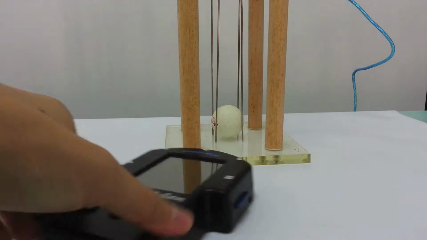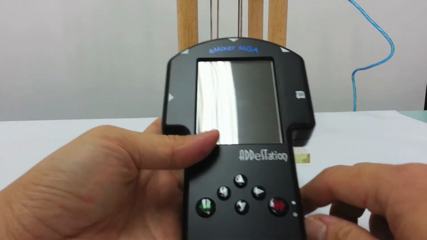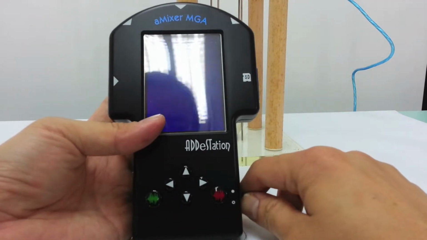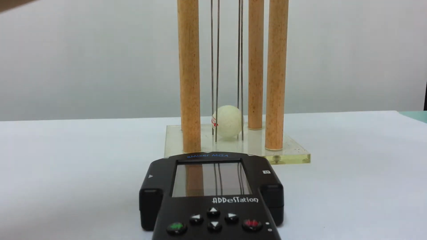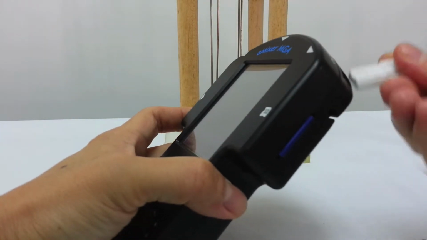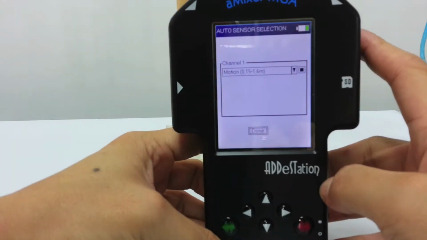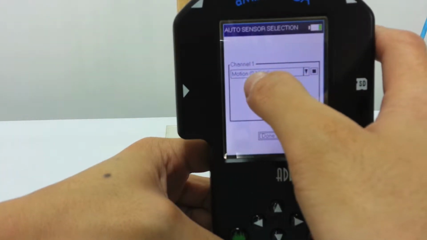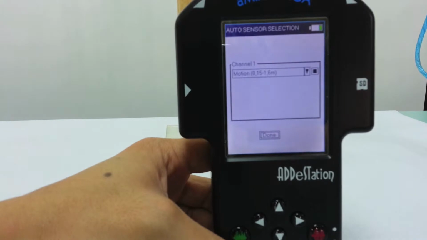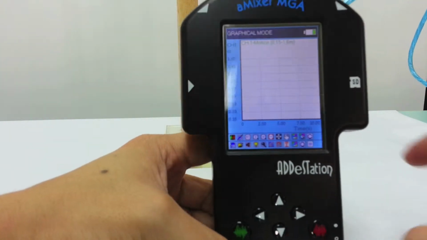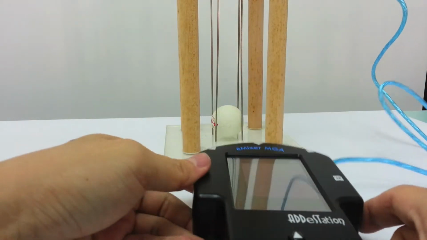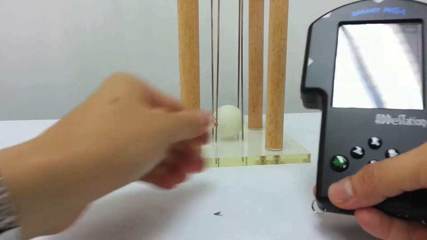So what we'll do first is to take out the Addestation datalogger, switch it on, and plug in the motion sensor to any of the channels. As you can see, the range is between 15 cm to 1.6 meters. Let's click done, and once we want to start recording, we'll press the start button.